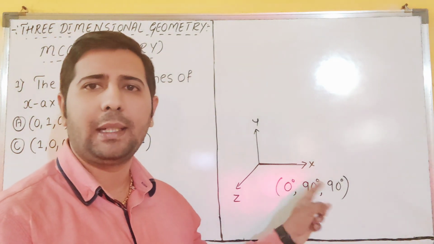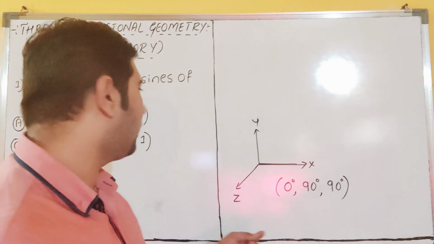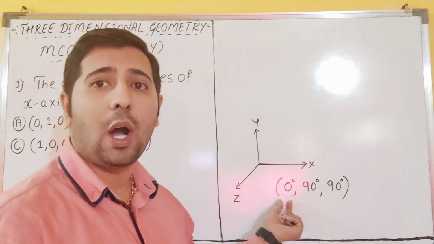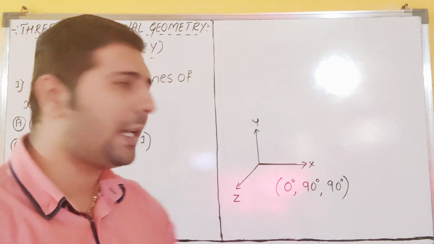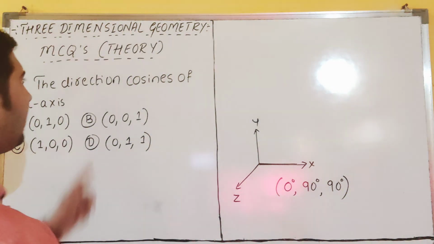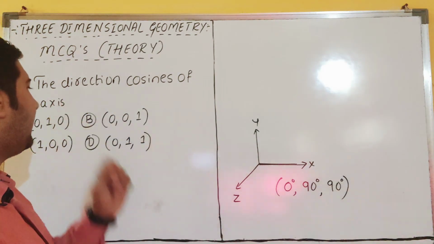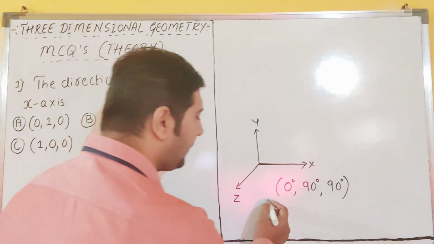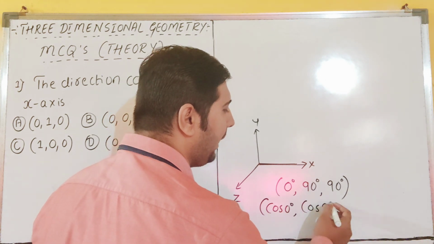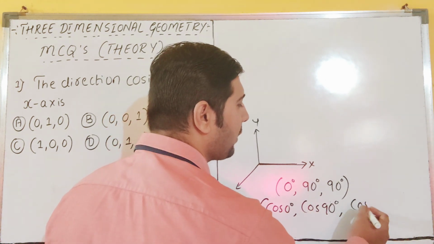Then alpha, beta, gamma I got. So direction cosines I have to find. Alpha is 0. Cos 0 is how much? That is 1, dear students. Cos 90 is 0. That means the direction cosines of the x-axis: cos 0 degree, cos 90 degree, cos 90, dear students.